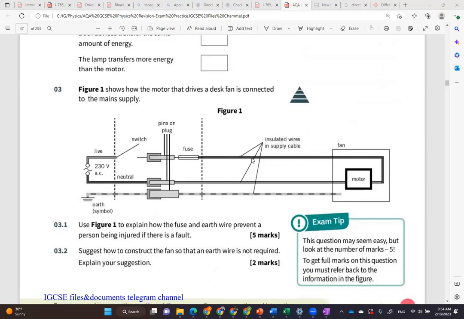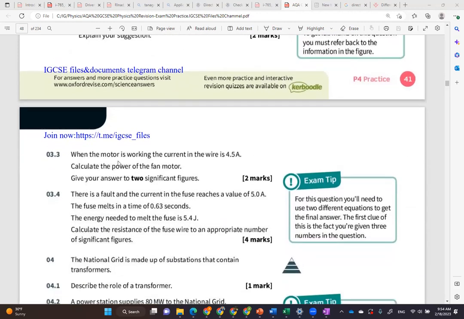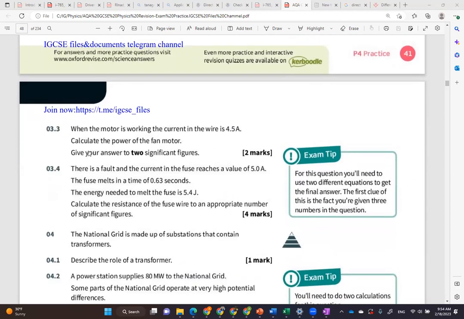I am going to give you another one as homework over here. Can you take a screenshot of this page? Can you do 3.3 and 3.4 as homework?